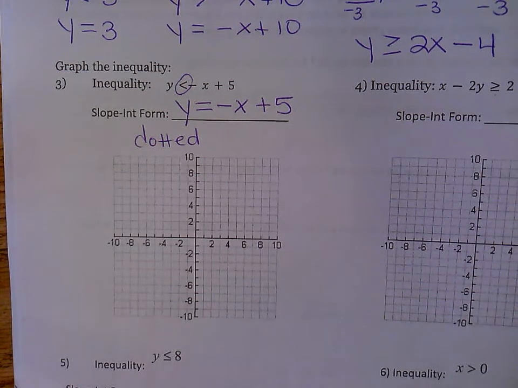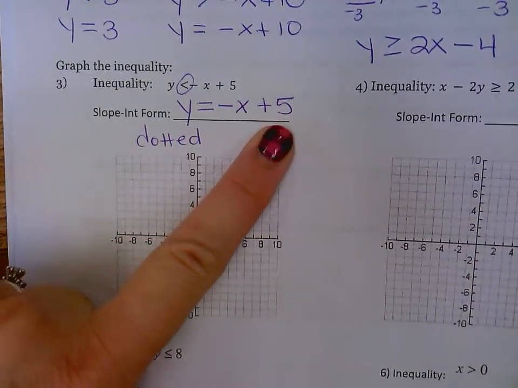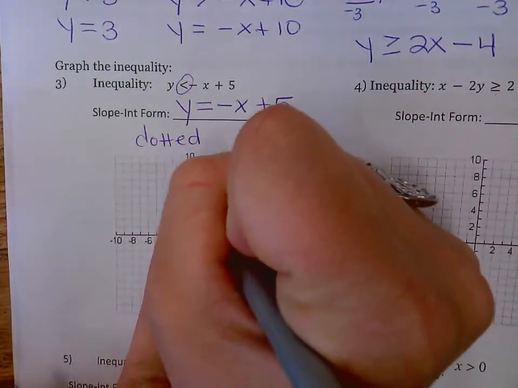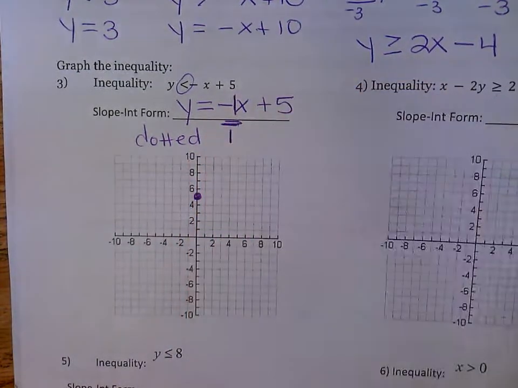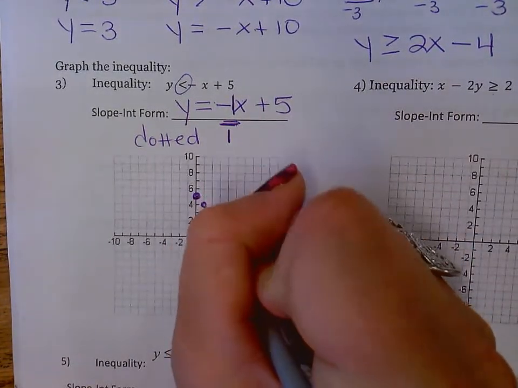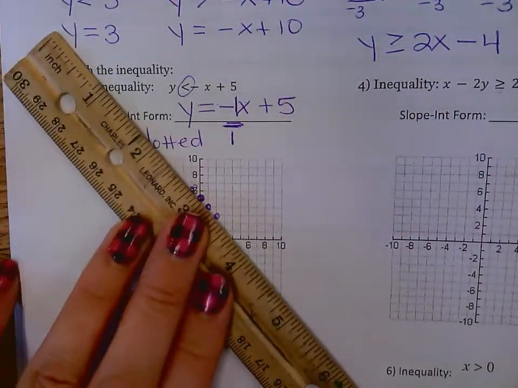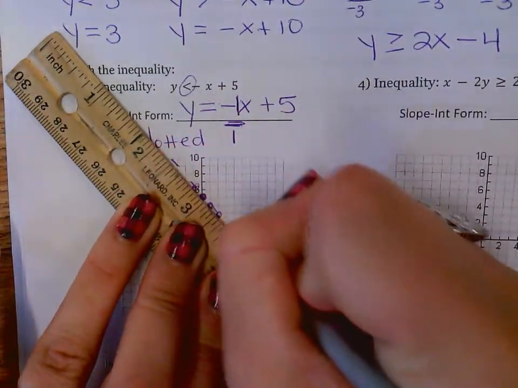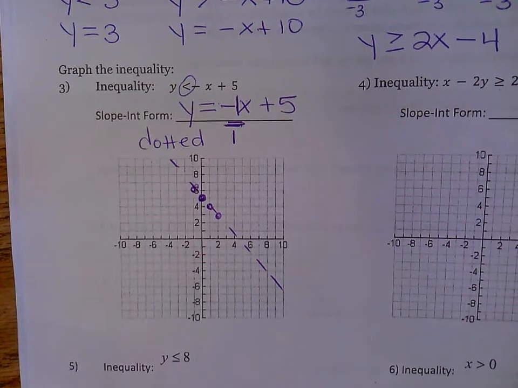Okay, so I am going to start at +5 right here. And my slope is down 1 over 1. So I can make it into the fraction -1 over 1. So that's a slope of -1. And then what you do is you just kind of dot along that with your pen or pencil. That just means that the line is not part of the solution. So if I plug in one of those points, it's not going to make it true.